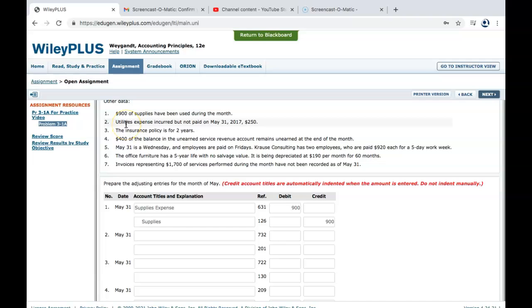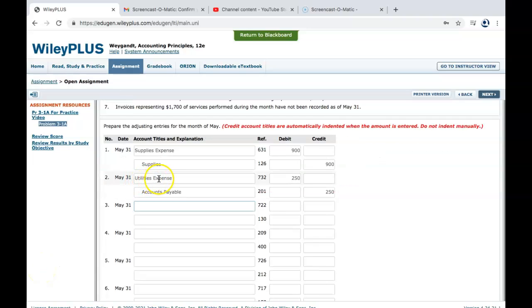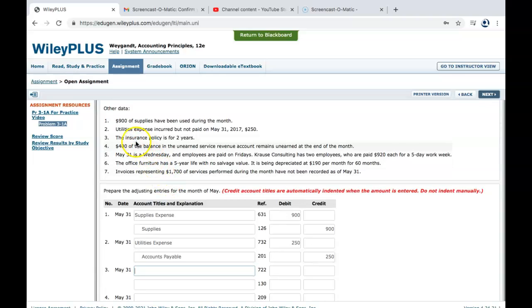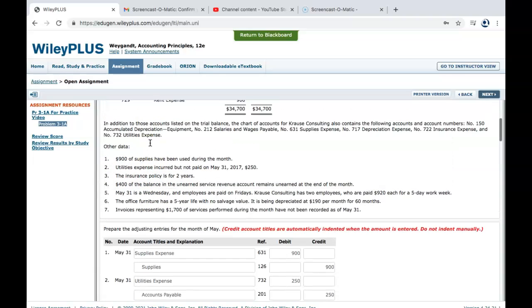Okay, utilities expense incurred but not paid on May 17, 2017 for $250. So in this case, it doesn't matter if we actually use cash or not. We have an expense, but we owe somebody something. So we have a payable. So we're going to increase the expense with a debit and increase the payable with a credit. And so as you can see here, we've increased the utilities expense and we've also increased what we owe somebody with a payable.